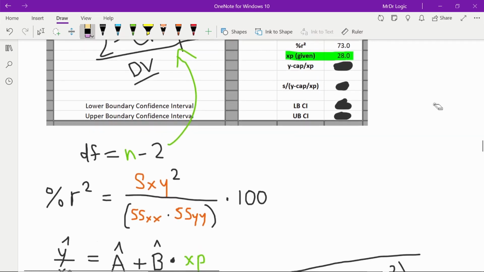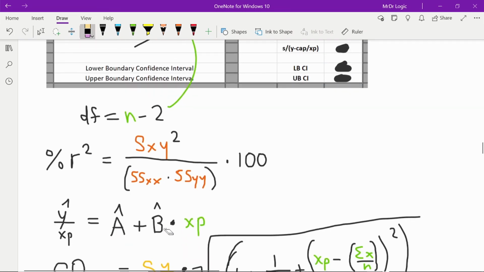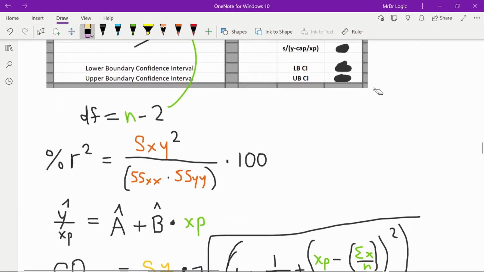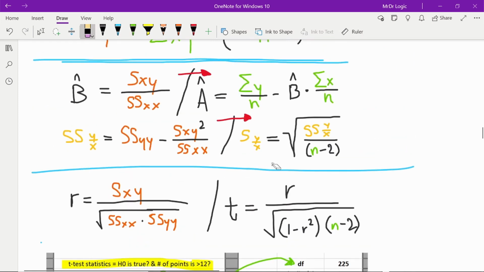And so the Y cap, pretty much, is A cap plus B cap times XP. So 28 times B cap, which was 0.4, where is it? 0.4, and then it's added by this. So you can already imagine what answer it gives you. Oh no. Yeah, we just need that. And then this is the standard deviation, so you're taking the SYX here.